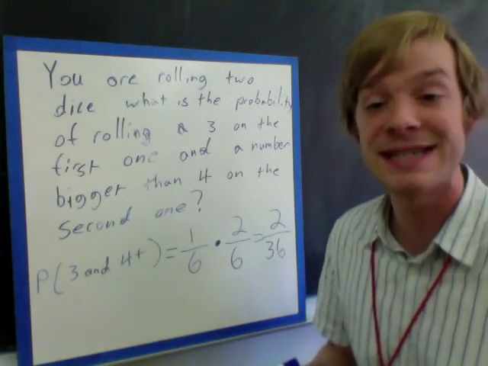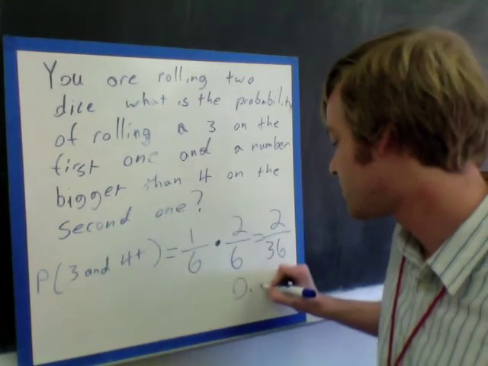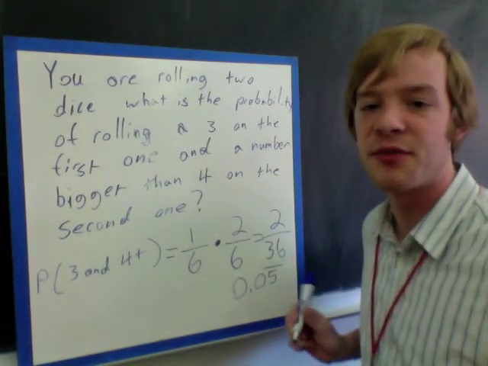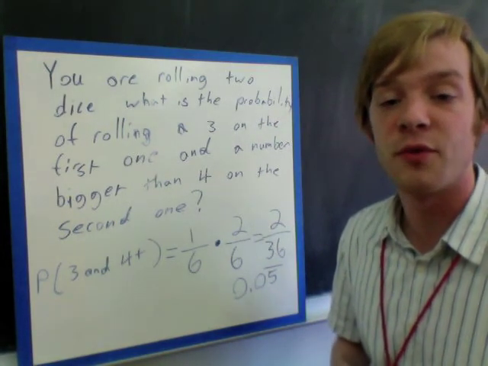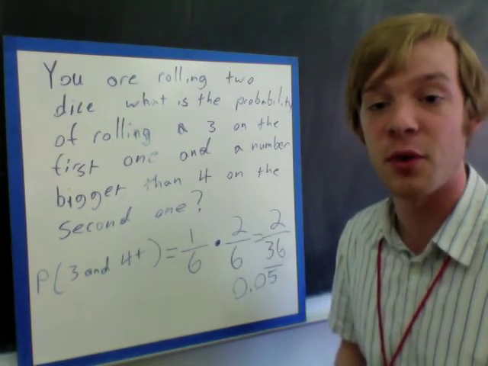0.055555. So 0.05 repeating. And that is the probability of when you roll 2 dice, rolling a 3 on the first one and a number bigger than 4 on the second one.